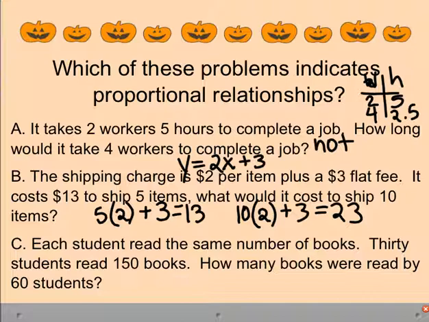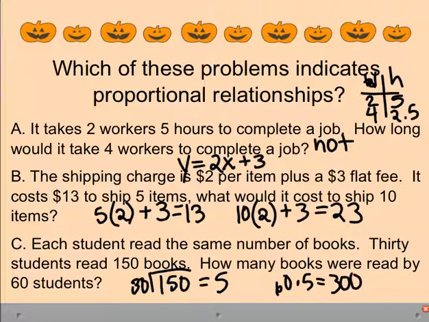Lastly, each student read the same number of books. 30 students read 150 books. How many books were read by 60 students? So we already know that each student reads the same number of books. So let's figure out how many books they each read. So 30 students read 150. So I need to do 150 divided by 30. And we see that that is 5 books. So if 60 students read 5 books, I need to do 60 times 5, which is 300 books.